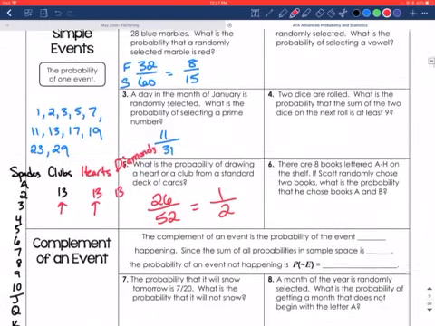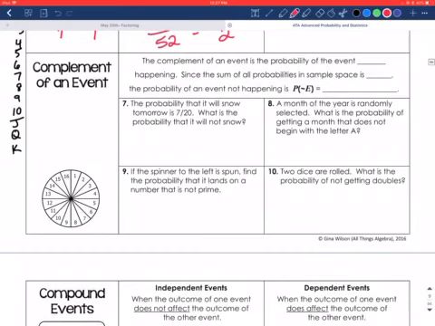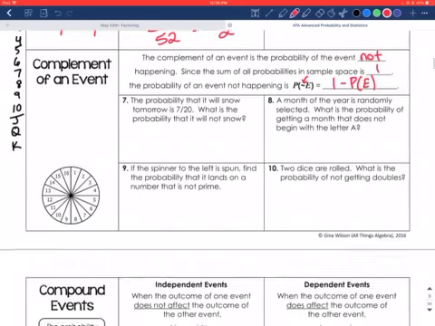All right. So then we have the complement of an event. Hopefully that was pretty simple for you guys. A complement may be a little different. So the complement is the probability of the event not happening. And since the sum of all the probabilities in a sample space is 1, to find the complement, which has this little squiggly mark that almost looks like our similar symbol, that means not. That's the complement of this event happening. And what you'll do is take the probability of the event happening and subtract it from 1.